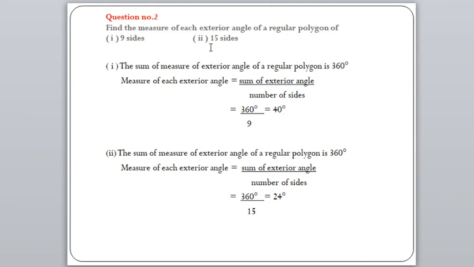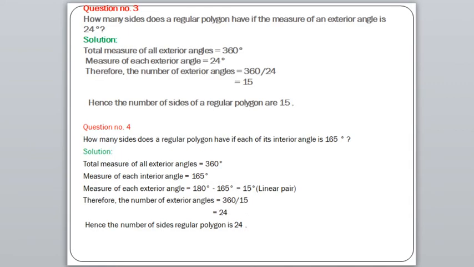Then next is given for 15 sides. So the sum of the measure of exterior angles of a regular polygon is 360 degree. Then the measure of each exterior angle equals the sum of exterior angles divided by the number of sides. So the sum is 360 degree and the number of sides given is 15, which is equal to 24 degrees. So here we got the measure of each exterior angle of a regular polygon of 9 sides as 40 degree and of 15 sides as 24 degree. Then next, question number 3.